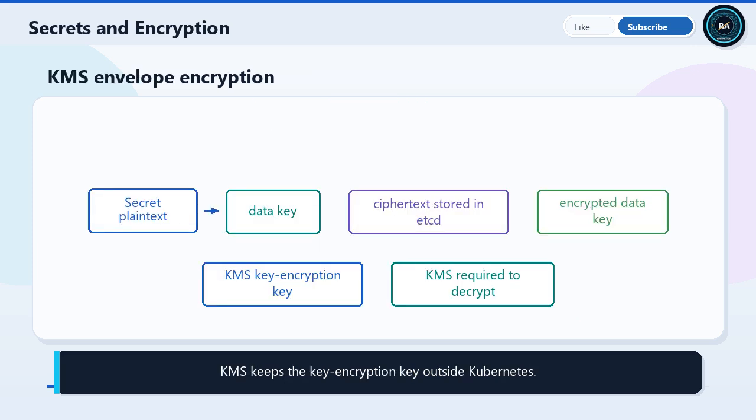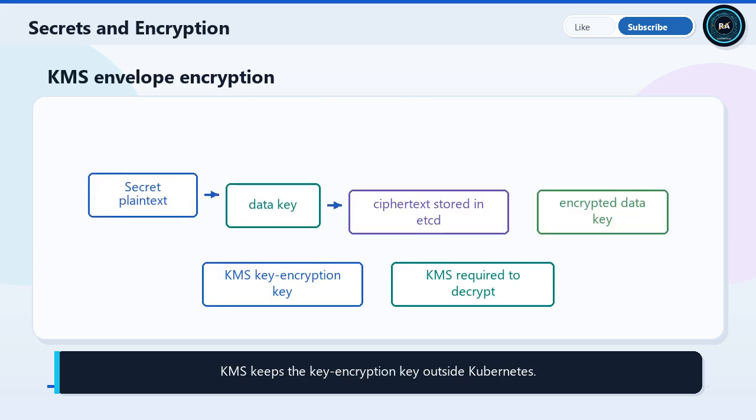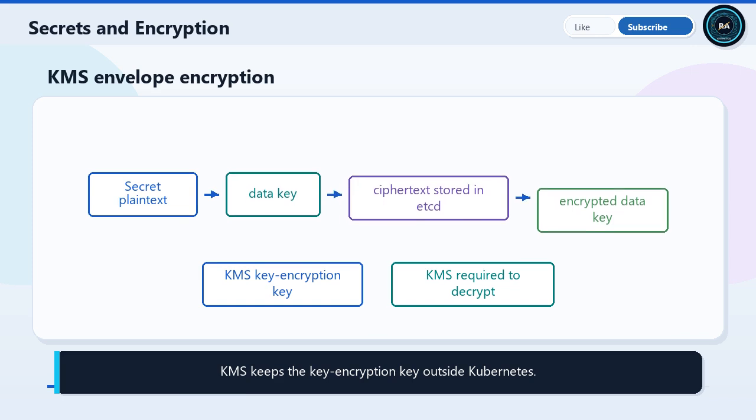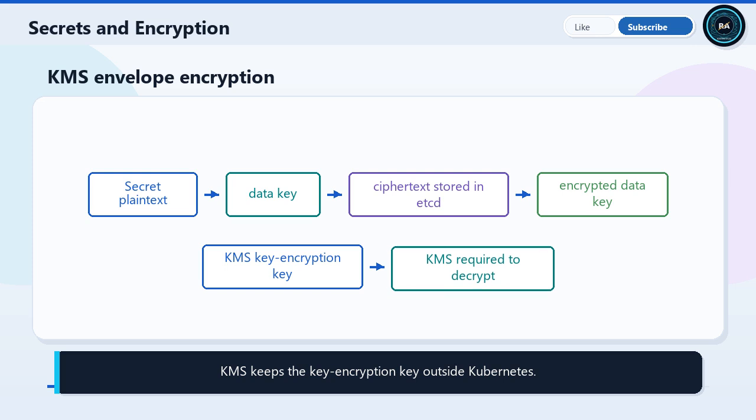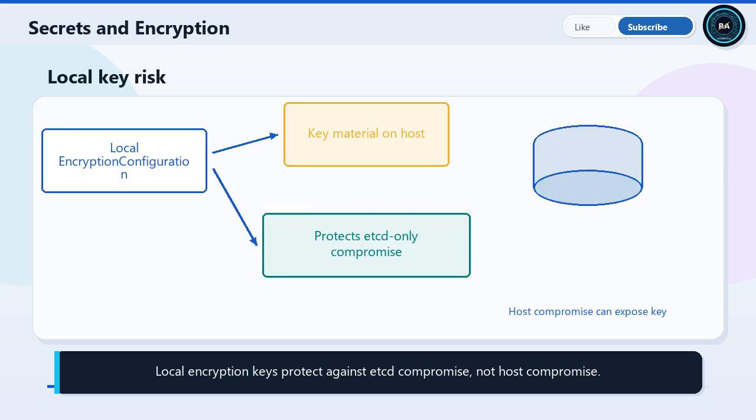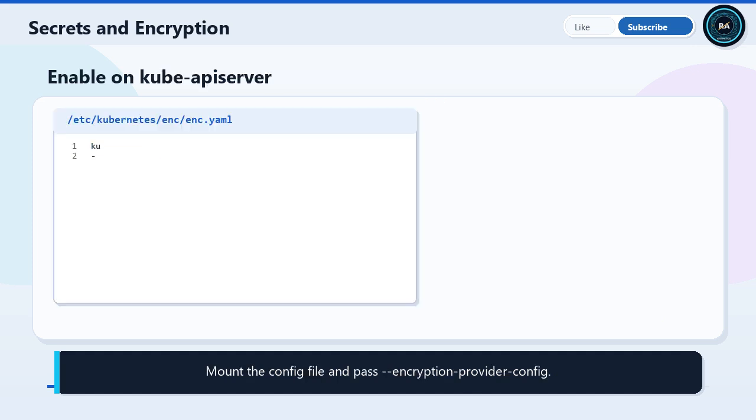For stronger key handling, the KMS provider uses envelope encryption. Kubernetes encrypts resources with data keys, and a managed service protects those data keys with a key encryption key outside Kubernetes. Locally managed encryption keys improve over plaintext etcd, but the key file lives on control plane hosts. If an attacker compromises the host, they may read the configuration and decrypt data.